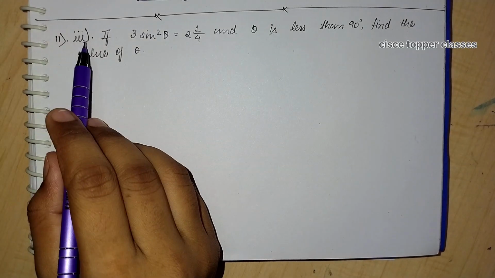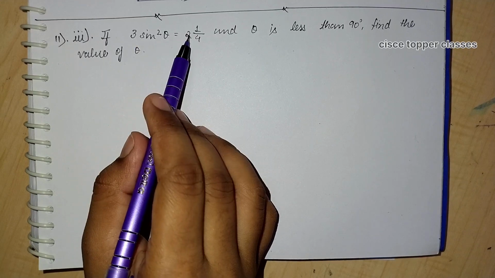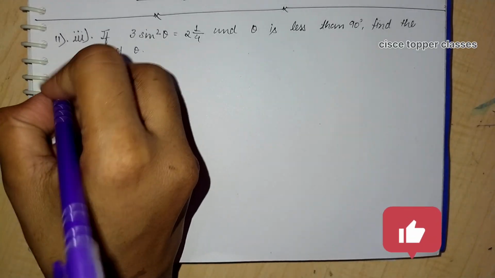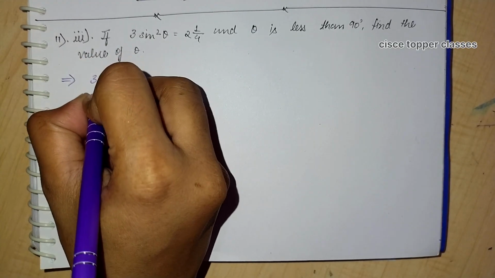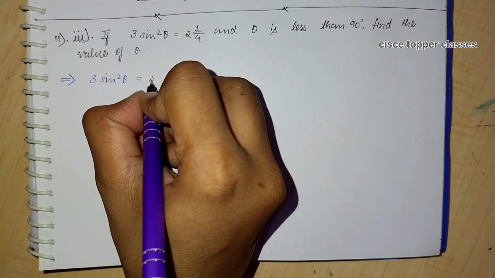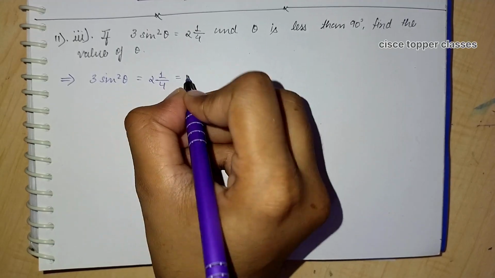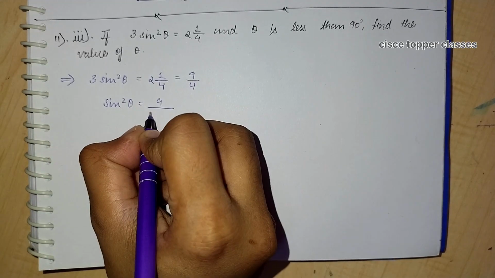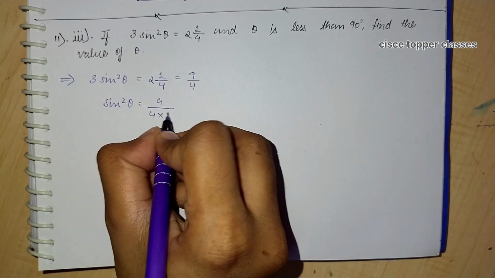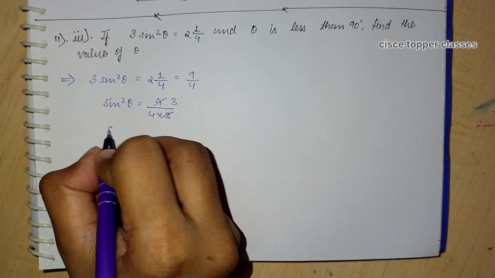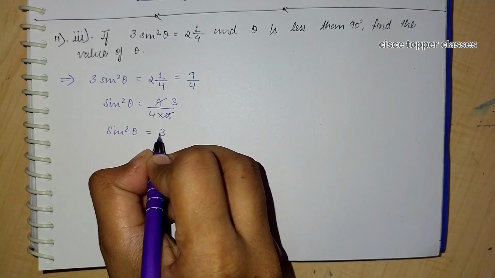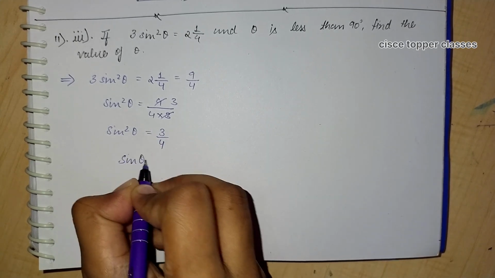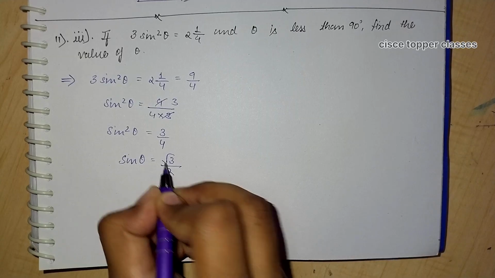Let us solve question number 11, third part. If 3 sine square theta is equal to 2 1 by 4 and theta is less than 90 degree, then find the value of theta here. It is given that 3 sine square theta is equal to 2 1 by 4. If we simplify this fraction, it will be 9 by 4. Means 3 sine square theta is 9 by 4, and this is multiplied, so this will be divided. This will be cancelled out and we will get sine square theta as 3 by 4. Since this is sine square theta, we'll take the under root on the other side. This will be under root 3 by 2 on taking the under root.